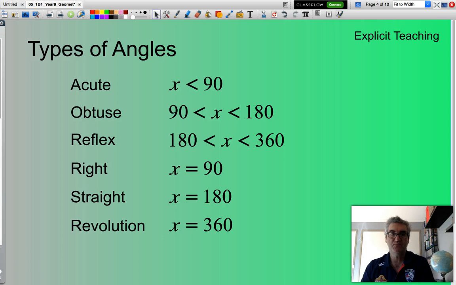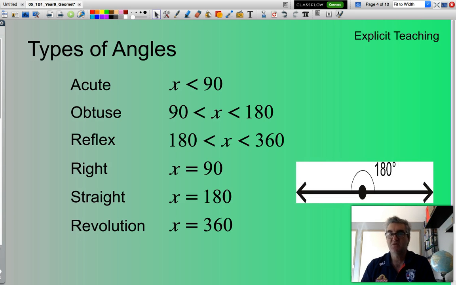Next one is a straight angle. Now you can think of that just as being a straight line. So a straight line is exactly 180 degrees. You can see that there.